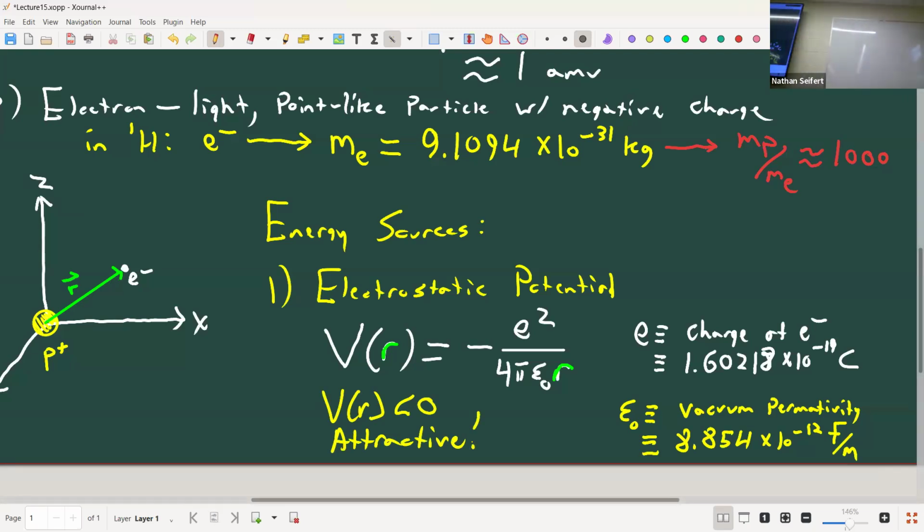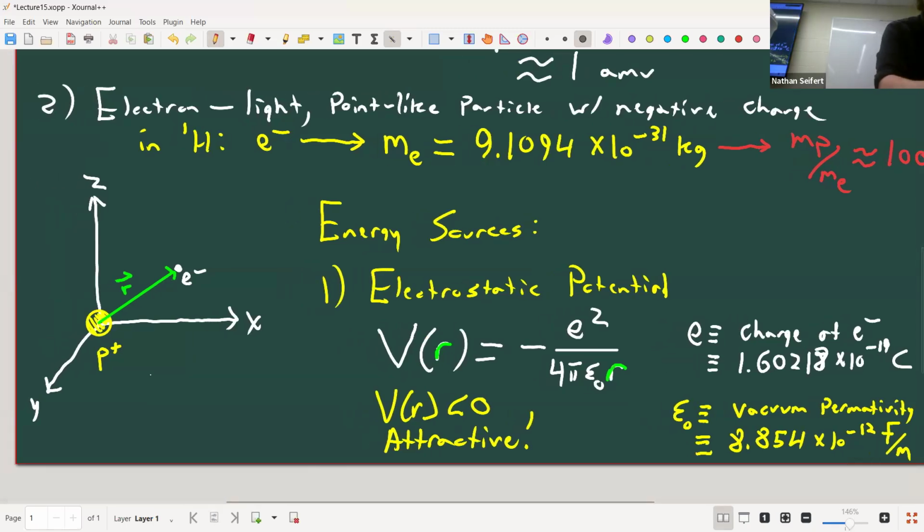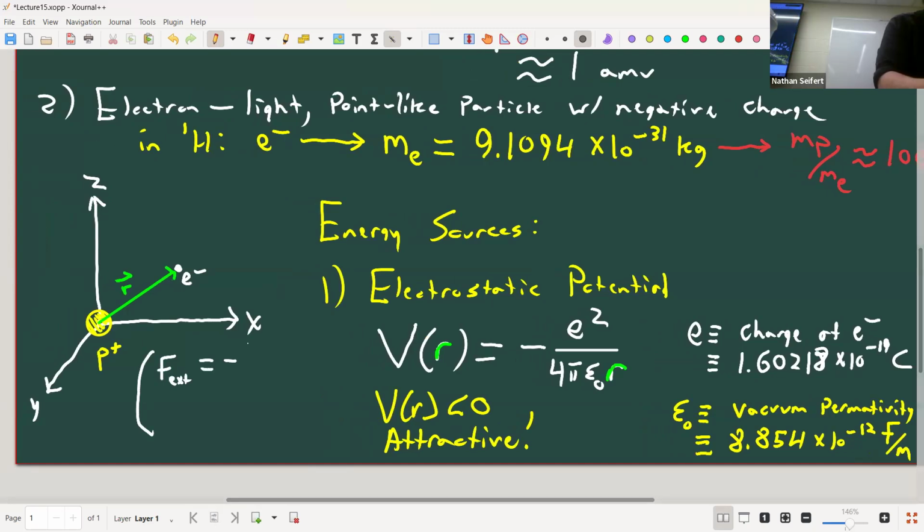So what that means is that no matter where the electron is, it always feels a force that's pulling it towards the proton. One of the things that you can calculate, again, just make a note here, is that the force exerted by the electrostatic potential is minus the derivative of the potential, which is proportional to 1 over R squared.